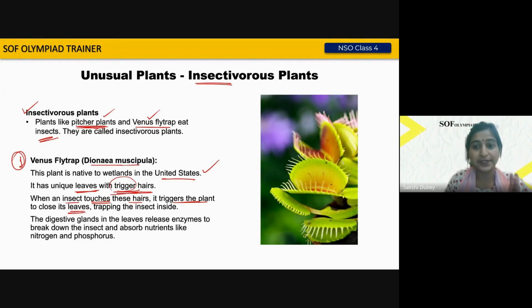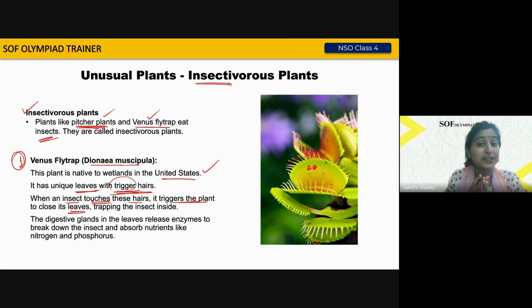So what happens? The surface of the leaves has these hairs which get triggered. Triggered means that when an insect comes and sits on the surface of the leaves, the hairs get stimulated, and the plant will close its leaves. The leaves will be closed.